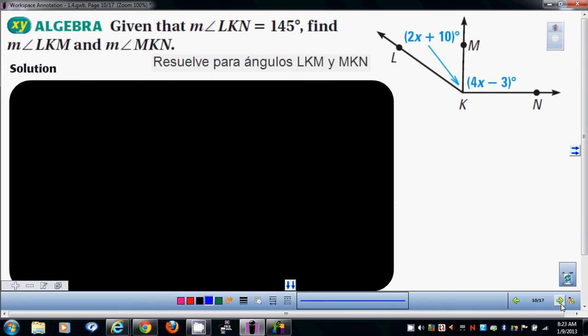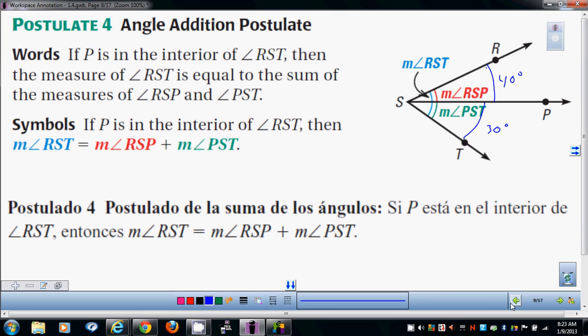Given that the measure of LKN is 145, yes sir. Oh yes, sure. Also, just a reminder for the future that everything that we're doing is in your book, so you'll always have the option to go back and find it there and write it down. FYI.